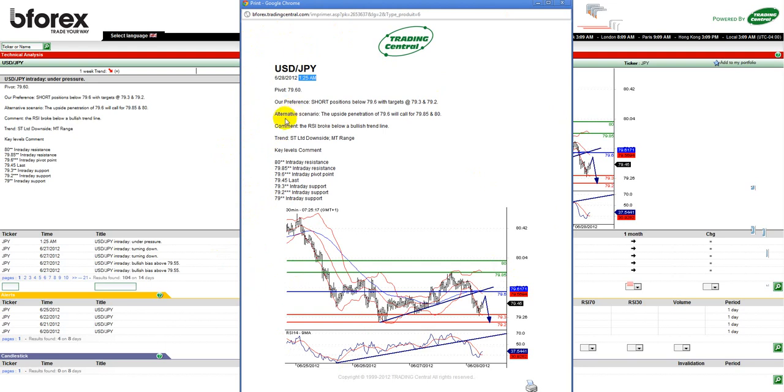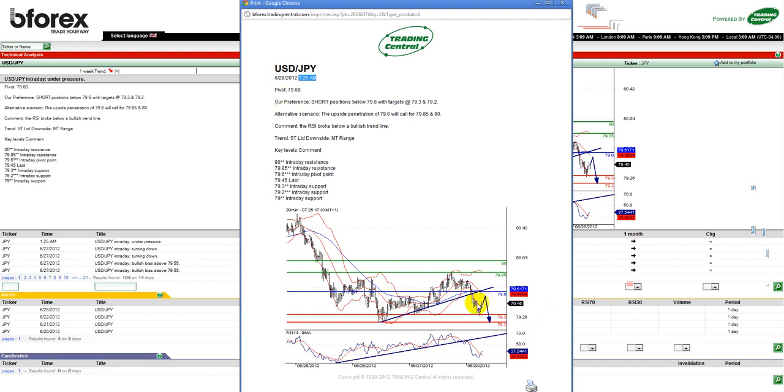Now, our preference. Let's look at our preference. Short position. Every time that you see short, it simply means that you need to sell. Meaning that compared to the US dollar JPY, the US dollar is getting weaker. Therefore, you will need to sell. So, whenever you see short, it means to sell. Whenever you see long, it means to buy. So, short position, we're selling the position below 79.6, which is the pivot, which is the stop loss.